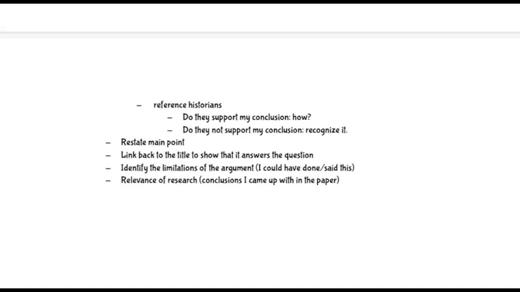Come back to the main point because you always want to start off on one thing and come back around to that. Link back to the title to show that it actually answers the question. Again, using the command terms, okay? Identify any limitations. We could have discussed this, however, this is not something that was talked about. This is another issue that also played a role, however, it is not the main issue. So for example, propaganda played a large role, however, it's not the main issue.